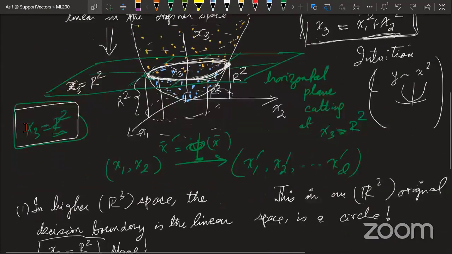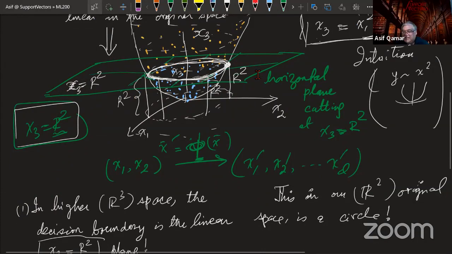Yes, sir. And the basic intuition is, you look at this plane, the decision boundary is very obvious. It is actually the hyperplane, just the horizontal plane where x3 is equal to r squared, at a certain height, at a certain distance from the origin, is the plane.